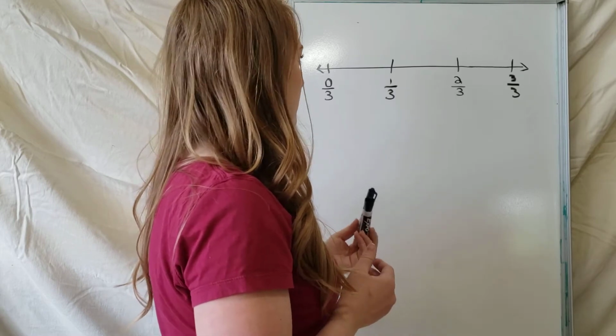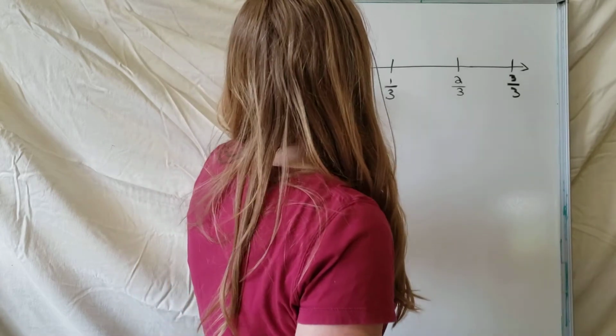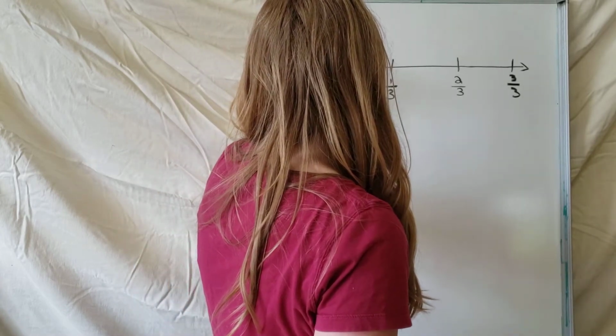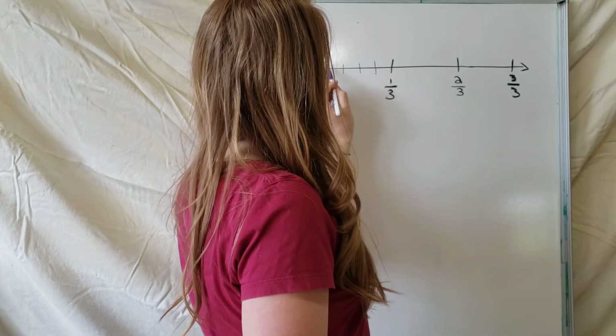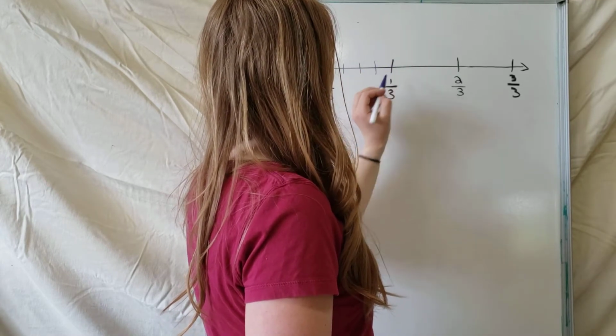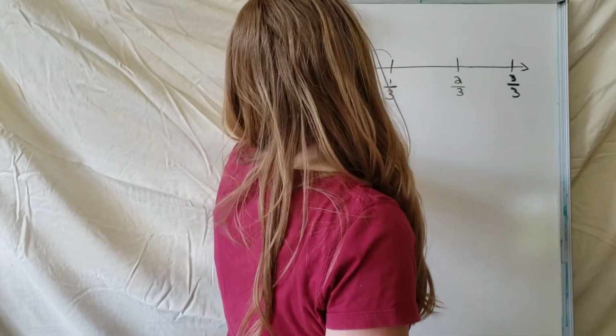Let's decompose 1/3 into 4 equal parts. So if I want 4 equal parts, 1, 2, 3. Does that look like 4 equal parts? 1, 2, 3, 4. I think that's 4 equal parts.